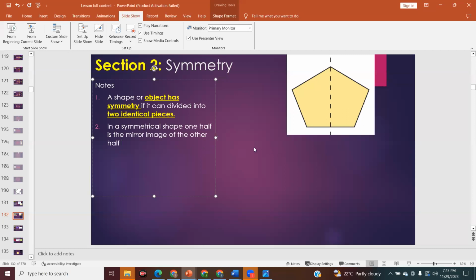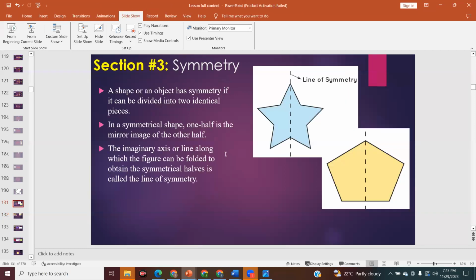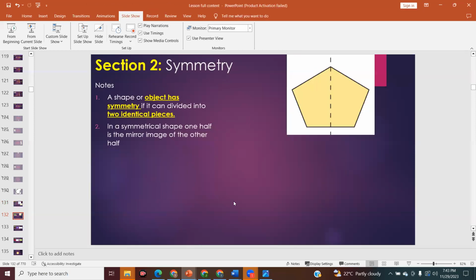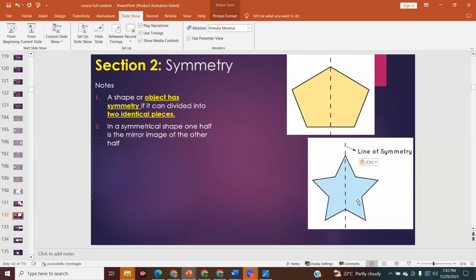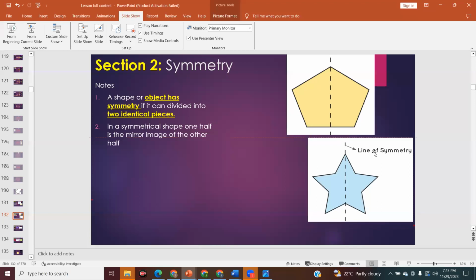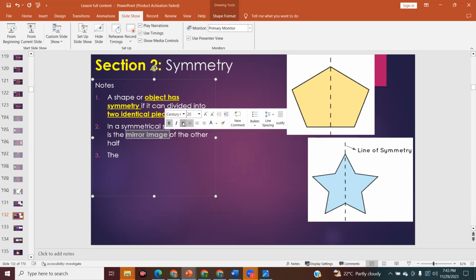So we have another shape that has a line of symmetry. Let me show you a star. So this star has a line of symmetry and it goes right there in the middle. So that's a line of symmetry. It divides the shape into two identical pieces, such that one side is exactly the same as the other side. So we say that this imaginary line, this is a very important word, mirror image, right? Mirror image. And so they look like mirror images of each other.